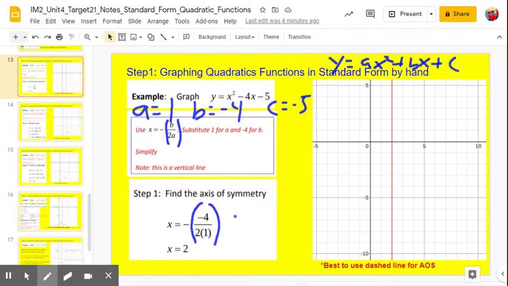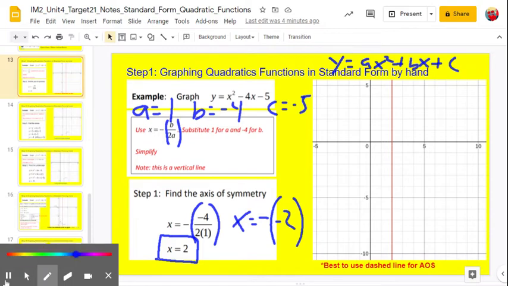Then that becomes x equals the opposite of -4 divided by 2. -4 divided by 2 is -2. So then we get x equals the opposite of -2. So my axis of symmetry, or some call it the line of symmetry, is going to be x = 2. I've already graphed that on the graph here. The red line there is the line x = 2.